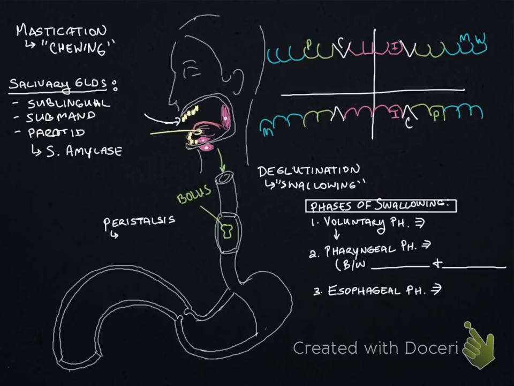The voluntary phase happens in the oral cavity and is due to skeletal muscle, which makes it voluntary. Then as it reaches the pharynx, it's called the pharyngeal phase, which is involuntary. And it's between the uvula, which is that hangy ball in the back of your throat, and the epiglottis. So the pharynx is between the uvula and the epiglottis.